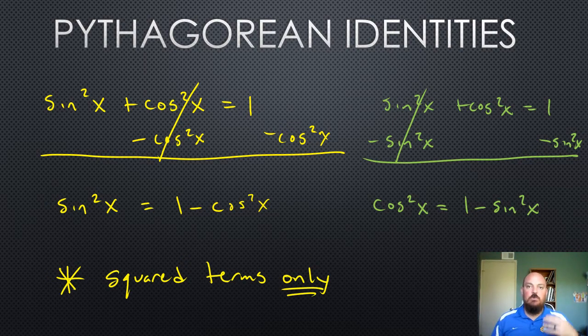But as long as you're dealing with a sine squared x or a cosine squared theta or something like that, if you're ever thinking, well, I have sines in this problem, but I would rather have cosines, that's how you make the switch. You can change a sine squared into a 1 minus cosine squared of anything, x or theta, and you can change a cosine squared into a 1 minus sine squared. But it is for squared terms only. So don't think like sine x equals 1 minus cosine x. That would be a mistake, and that's wrong.